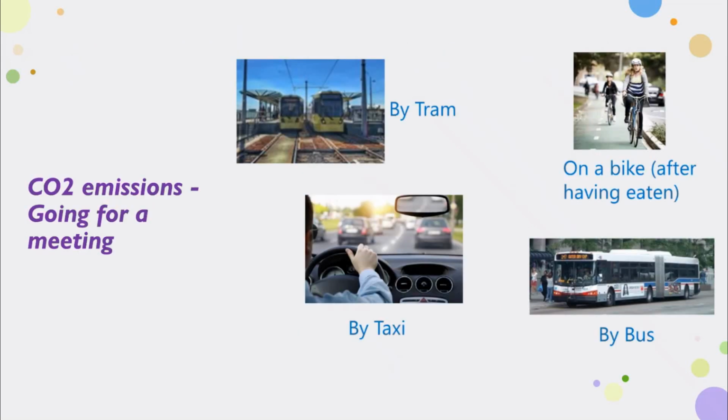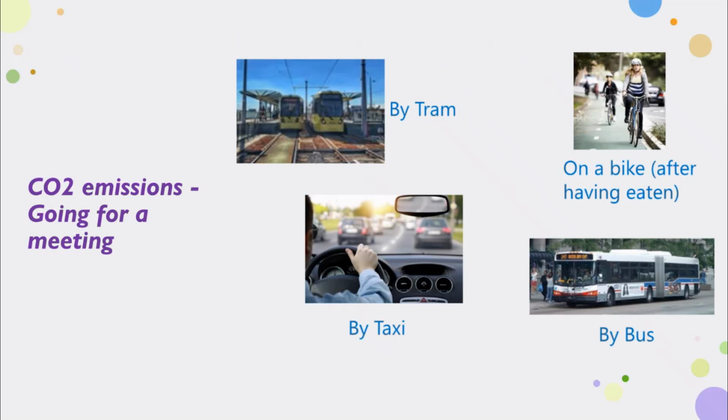How about going for a meeting? By tram, by taxi, on a bike, after having eaten. So remember, you're still using energy. So you have to eat something before you can drive or ride, or take a bus. Now, I'm assuming here that the bus is either electric or diesel, I'm not sure. Tram is definitely electric. And taxi, I'm assuming here that you're going by yourself.